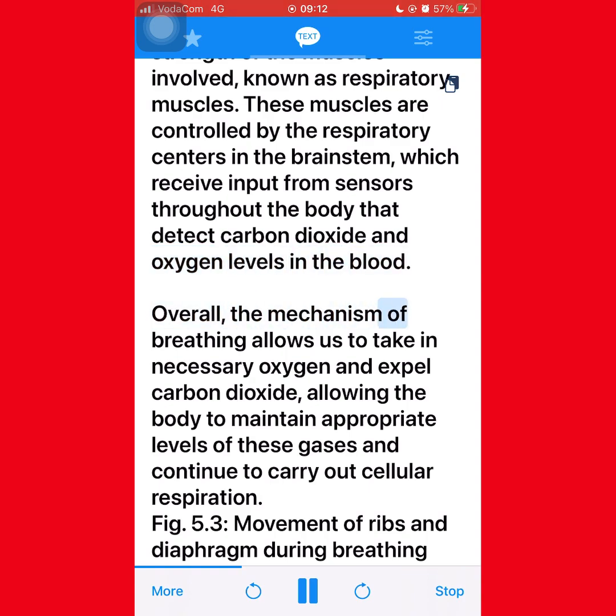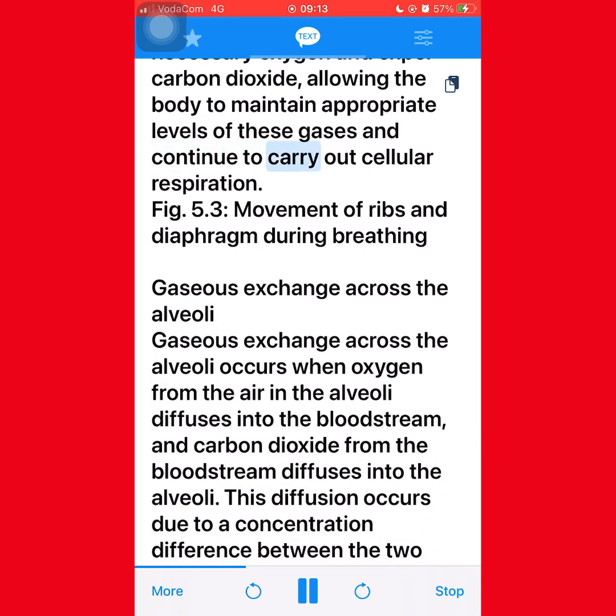Overall, the mechanism of breathing allows us to take in necessary oxygen and expel carbon dioxide, allowing the body to maintain appropriate levels of these gases and continue to carry out cellular respiration. Fig. 5.3. Movement of ribs and diaphragm during breathing. Gaseous exchange across the alveoli.